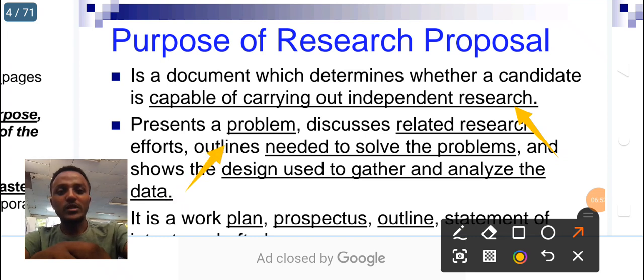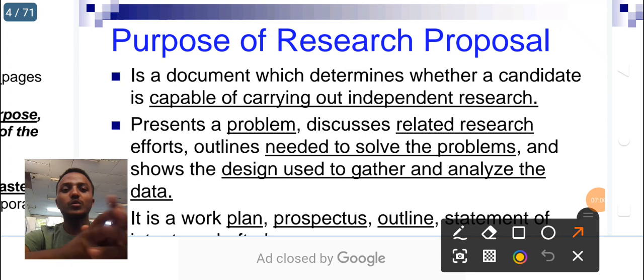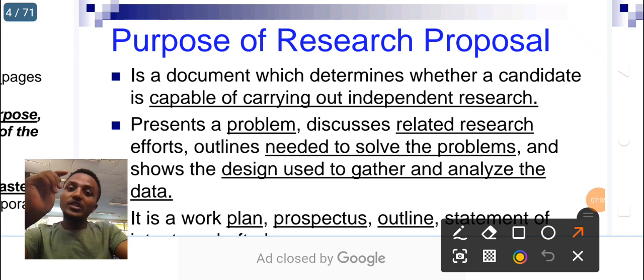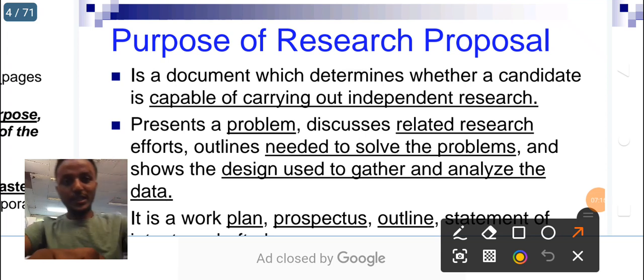What is the problem he is intending to address, what makes him conduct these research papers, what discussions relate to the research efforts, what outline he structures, and can he achieve that? These things have to be understood clearly by the organization that funds your research paper or proposal.